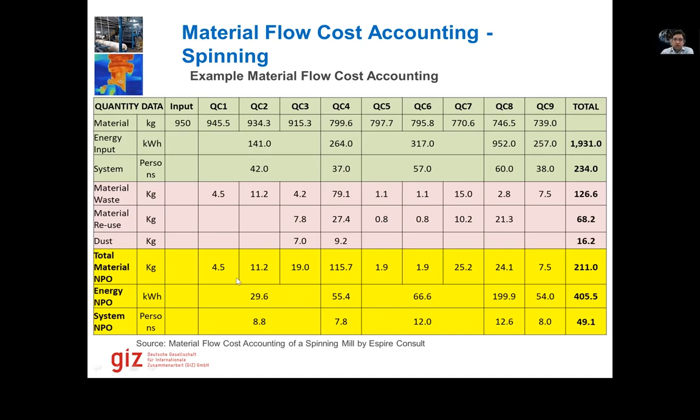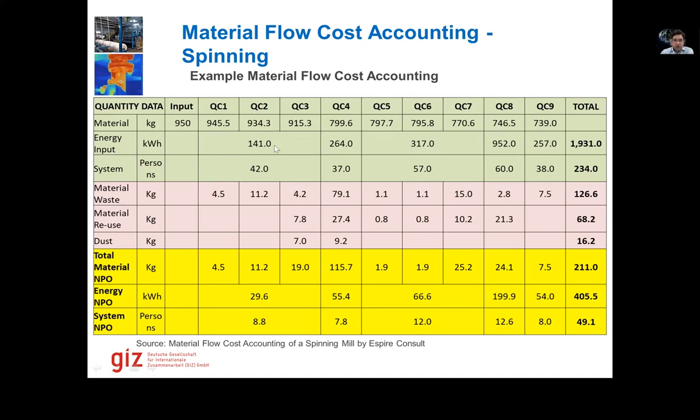So this is similar to what you did for the energy last time. Here we are also combining the wastes as well as output. For example, these green areas are inputs. We have material, 950 kilograms, going in as one batch, and then out of each quantity center we have this amount of kilograms coming out. So 950 go in, and 739 came out of quantity center 9 in terms of kilograms.